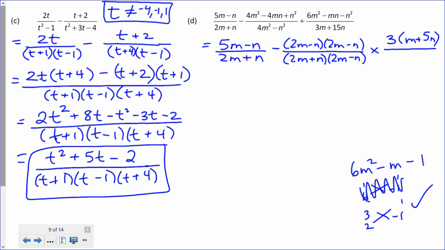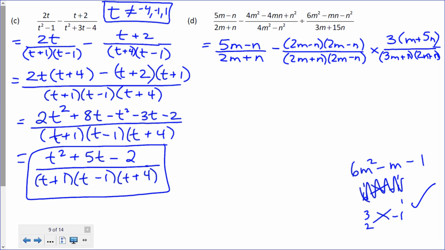Negative 1. So this one works. So now I know that this factors to 3m plus 1 and 2n minus 1, with their n's. You are so right, and that should be an m.